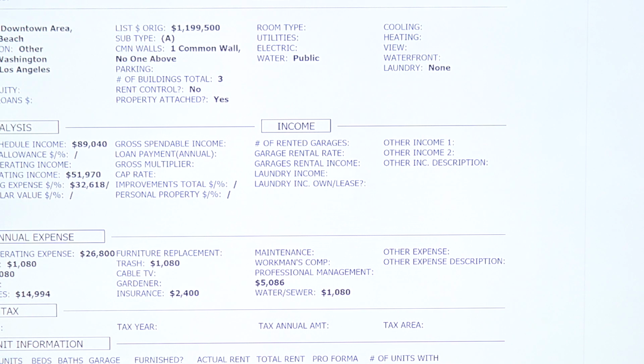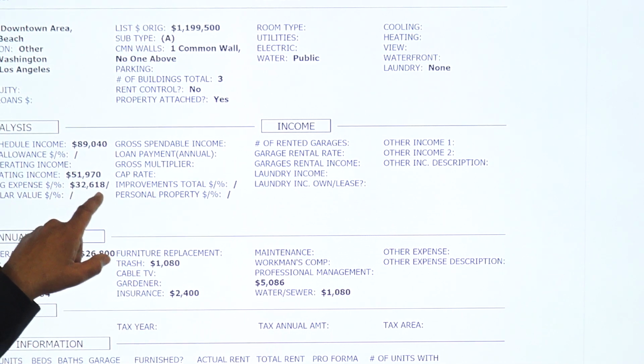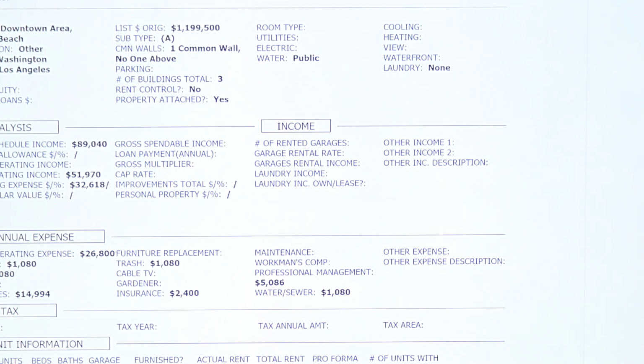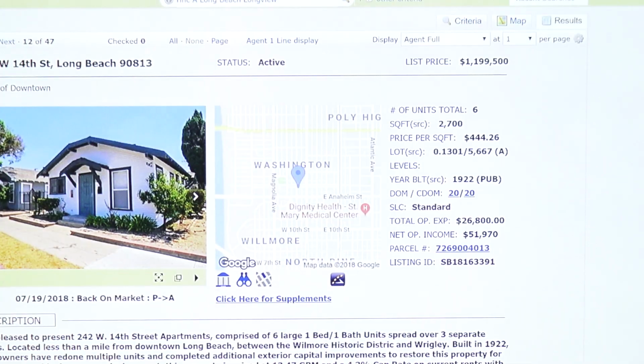How do I find the cap rate? I mean, how do I find the price now? No, I'm sorry, how do I find the cap rate? You divide NOI by sales price. That's right. NOI, which is how much? 52,588. Divided by the price, which is 1,199,500.